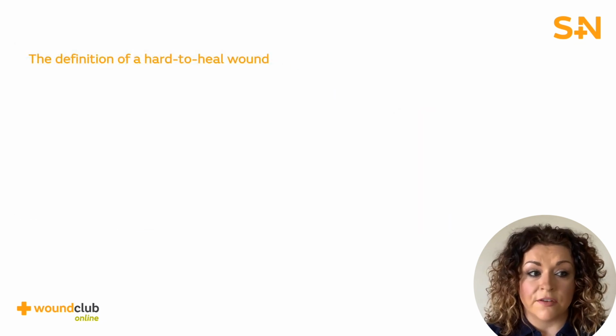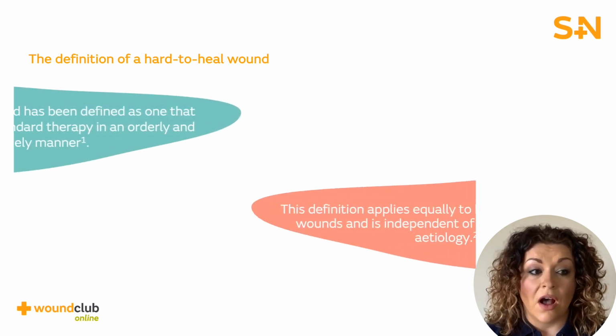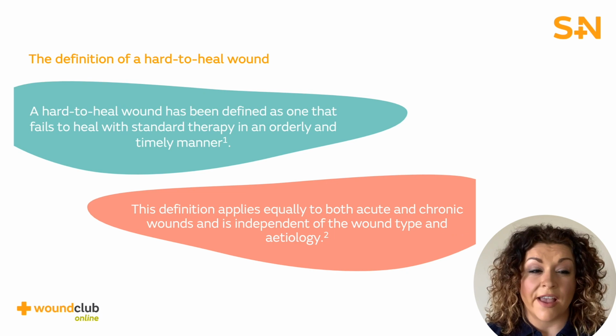There are a number of different descriptions of a wound that fails to heal, and the more common terms are stalled, chronic, static, non-healing, and challenging. By definition, a hard to heal wound is defined as one that fails to heal in an orderly and timely manner, and so is comparable to other terms. For the purpose of this presentation, we will refer to these wounds as hard to heal.